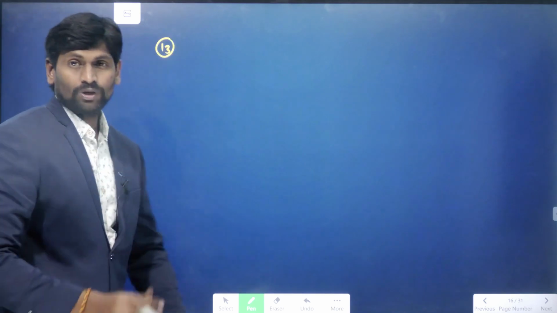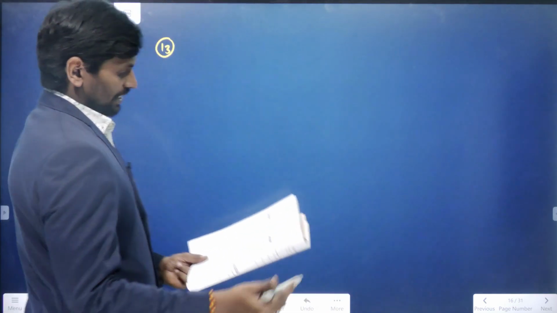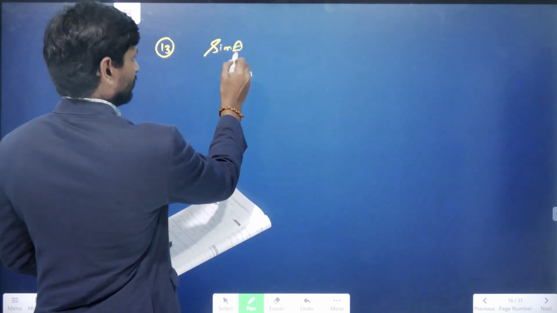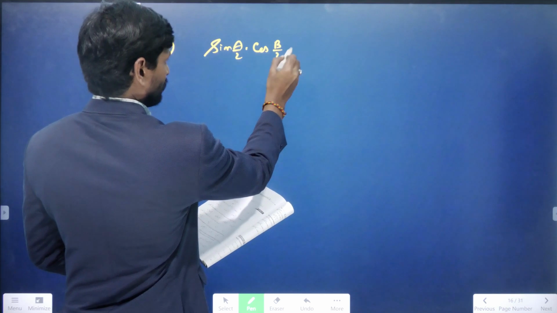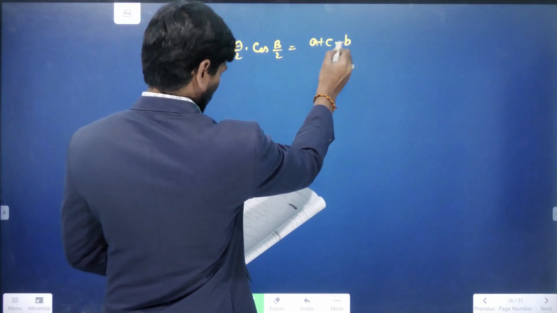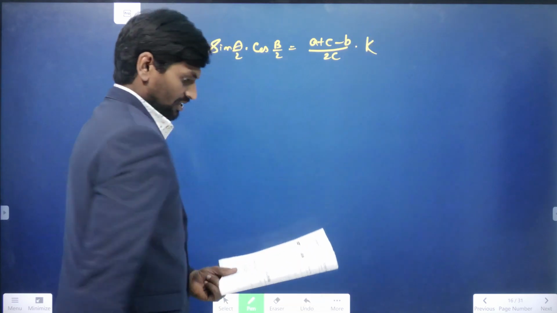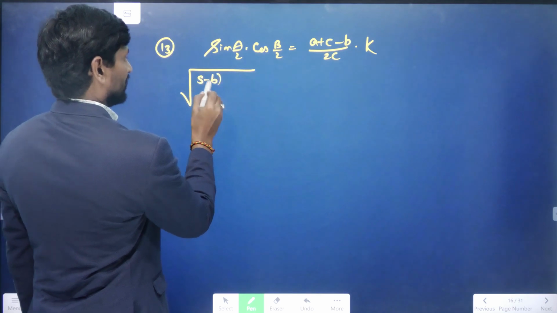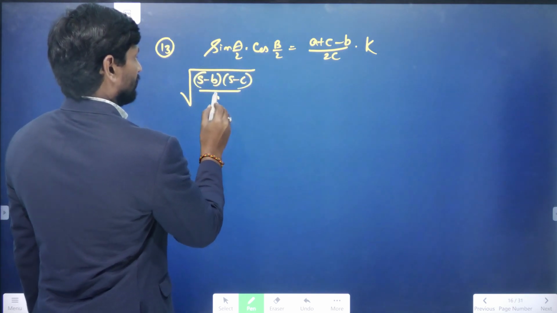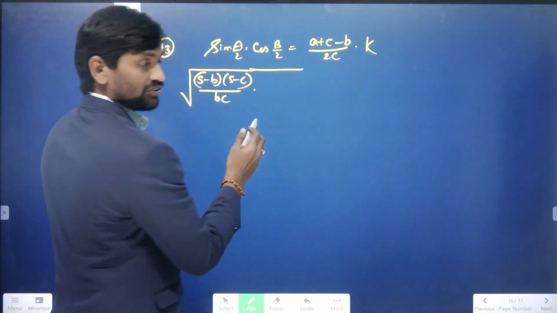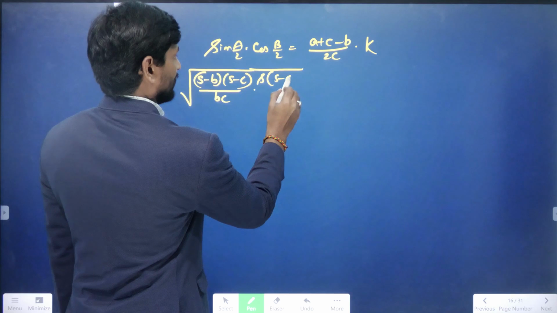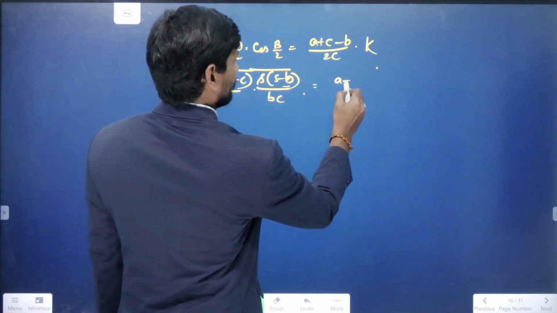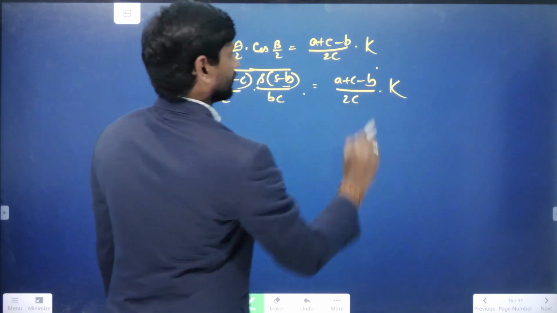The 13th problem is given that, in triangle, sin A by 2 and cos B by 2 value is a plus c minus b by 2c into k. We need to identify the value of k. Substitute the value, sin A by 2 value is root over (s minus b) into (s minus c) by bc, and cos B by 2 value in the same root I am applying, s into (s minus b) by bc. Okay, that is equal to (a plus c minus b) by 2c into k.